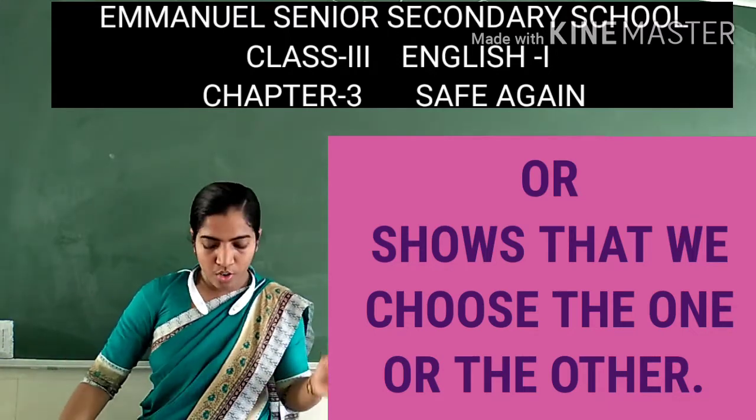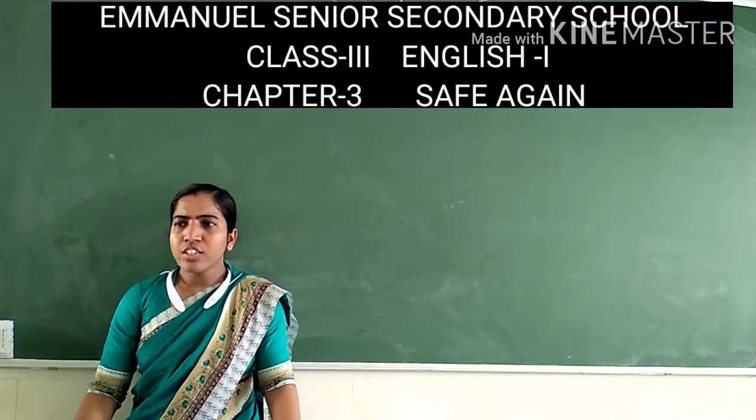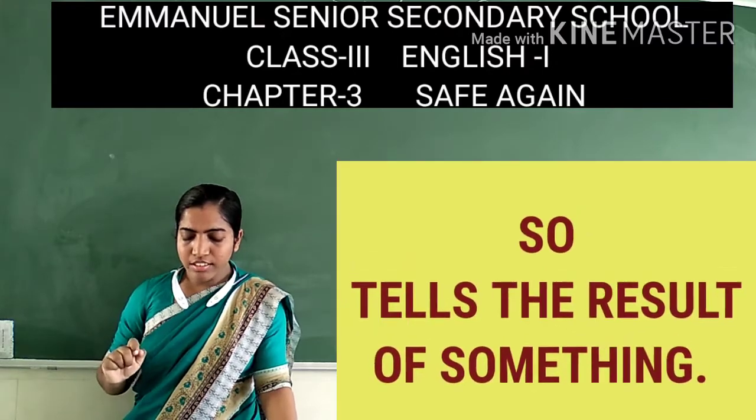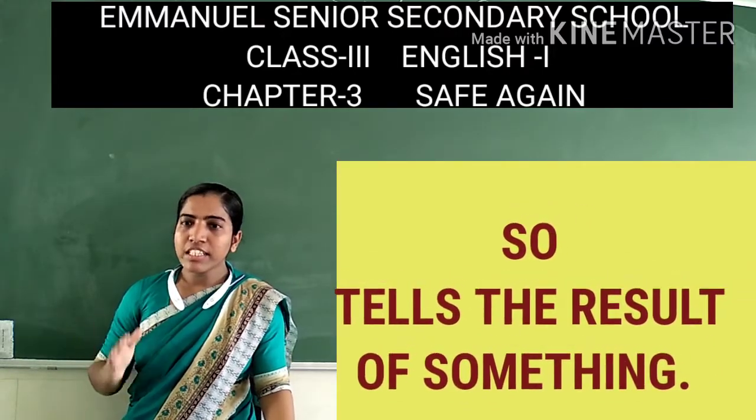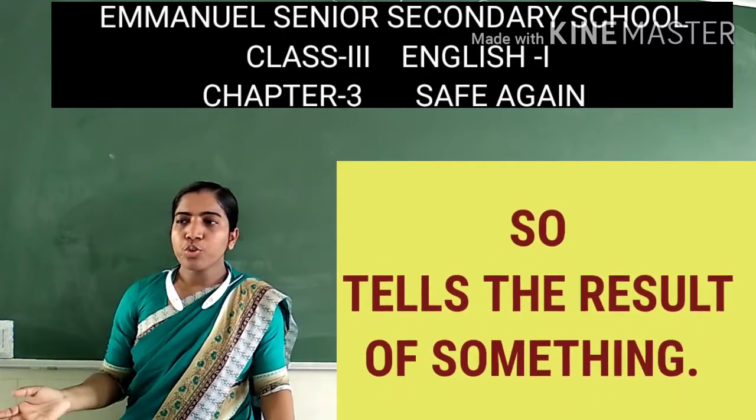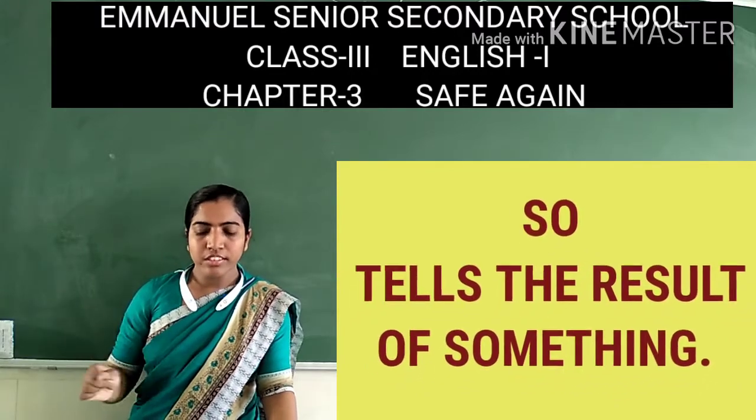There you use or. The last one is so. So means इसलिए. So is using tells us the result of something. किसी चीज का परिणाम को बताना है. Somebody did something and this is what happened. So is using to show the result of something.